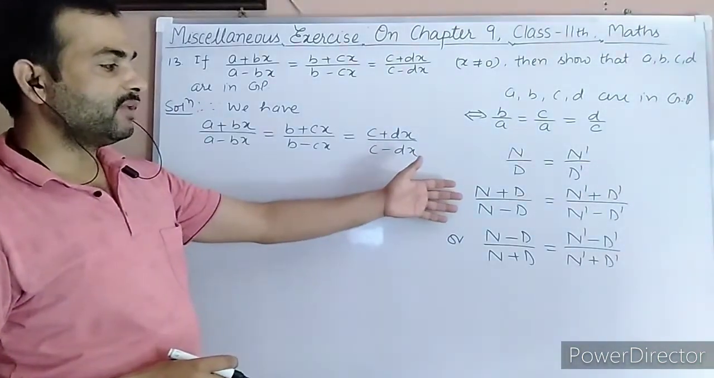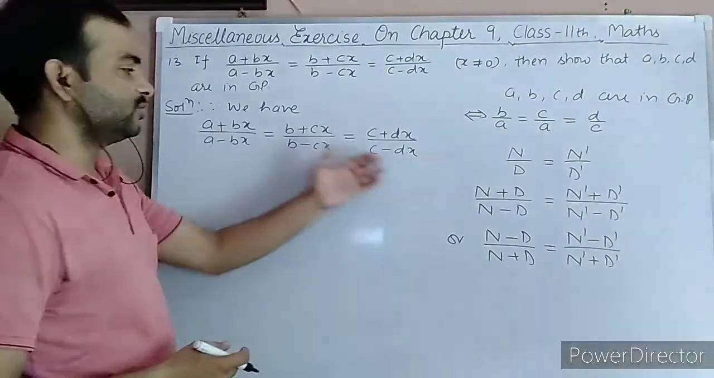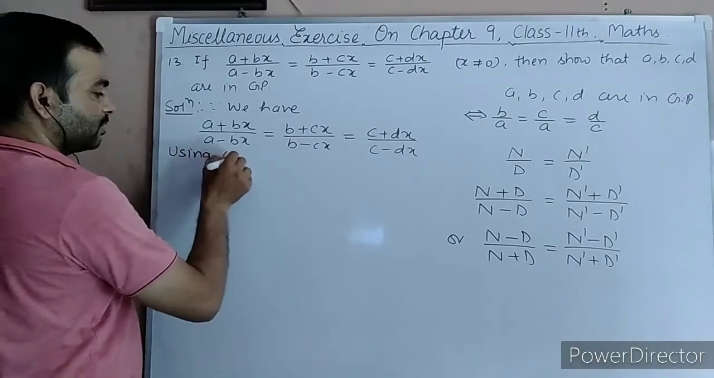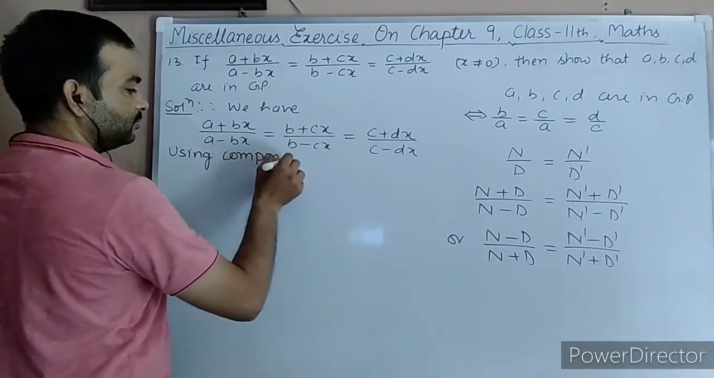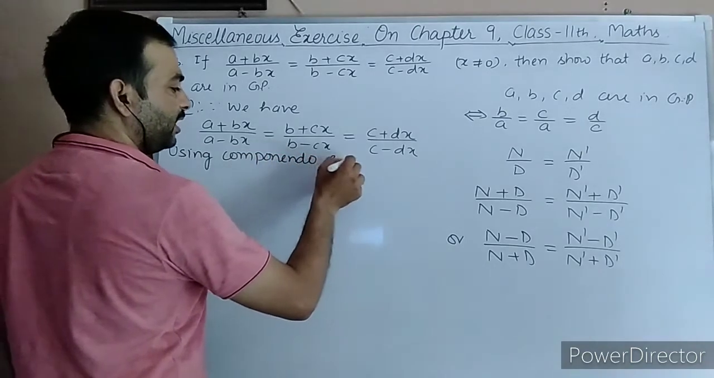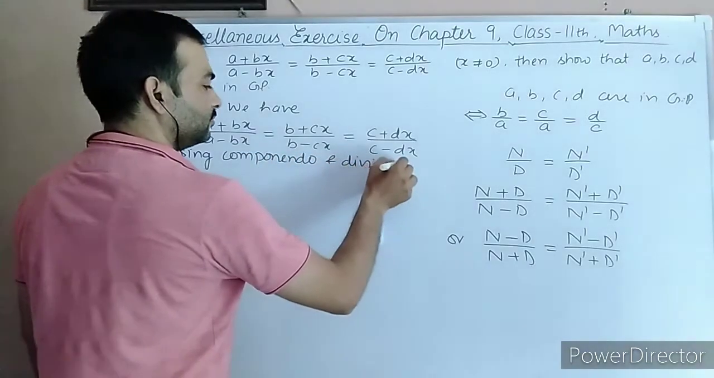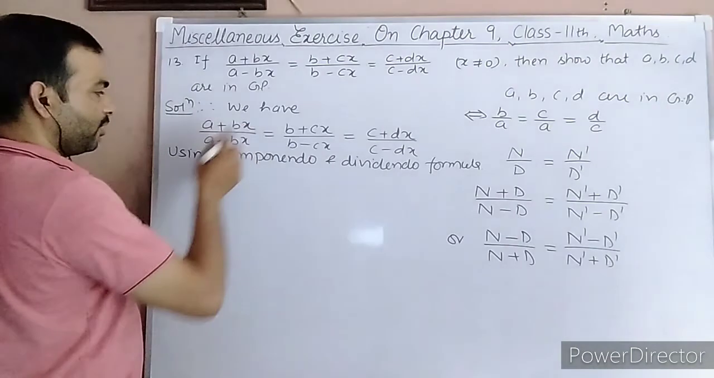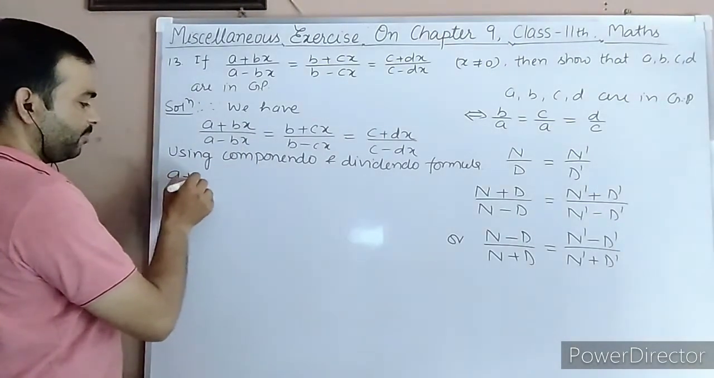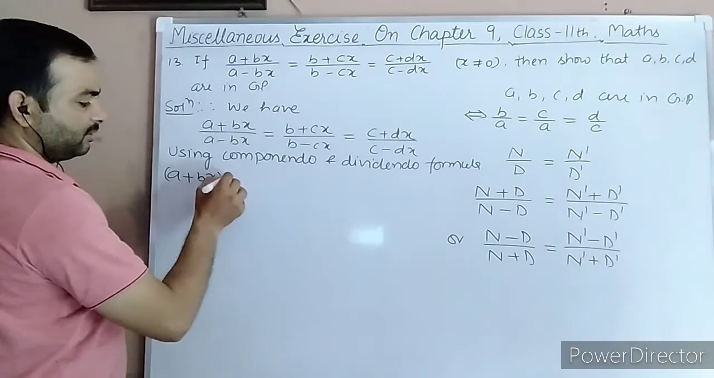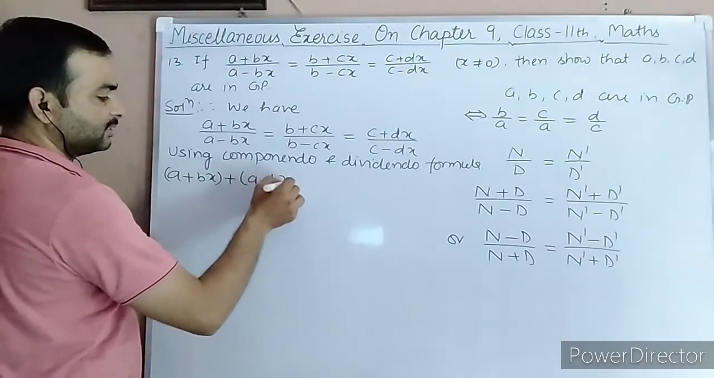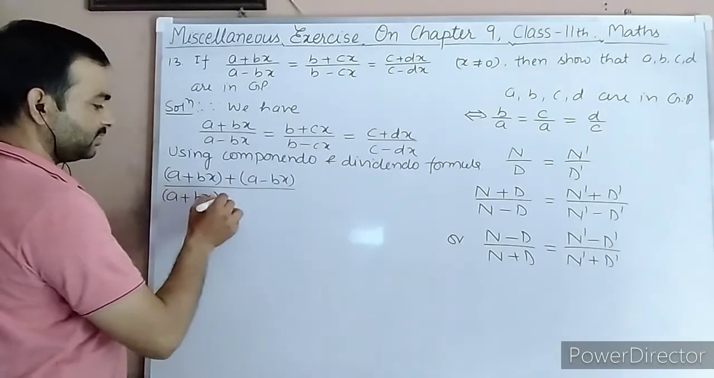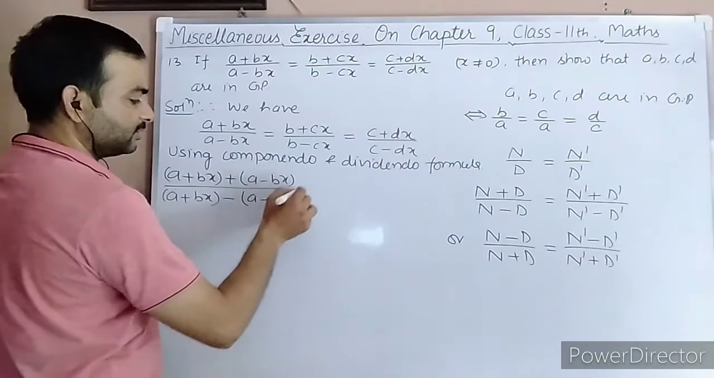So we can apply the componendo dividendo formula in these ratios. How? Let's see. Using the componendo dividendo formula, we can write it as a plus bx, that is numerator, plus denominator a minus bx, divided by numerator a plus bx minus denominator a minus bx.